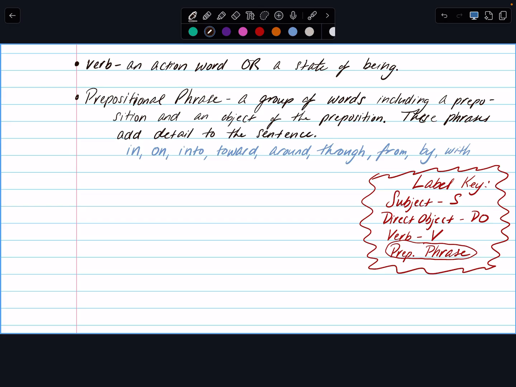So now that we've got our label key and we've established that these are what we're searching for today, let's do some practice sentences. I would skip lines because you're going to mark up the words, writing the markup above the sentence. Sorry, that was a little garbled.